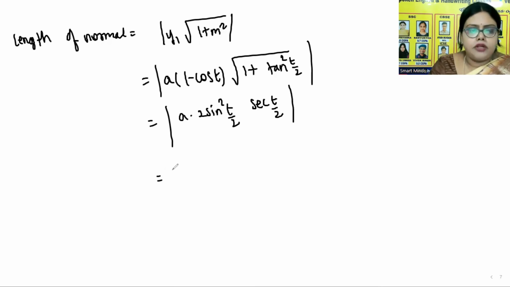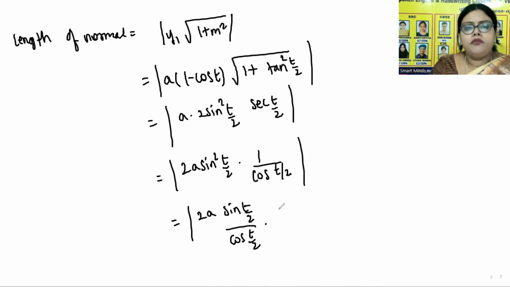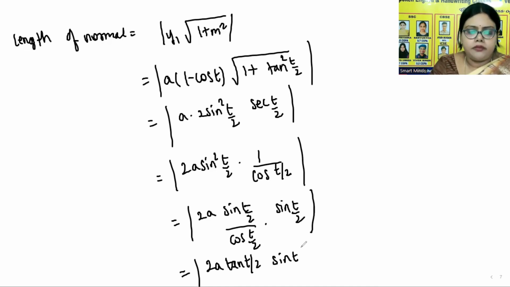So that is equal to mod 2a sin square t by 2 secant t by 2, we can write 1 by cos t by 2. Okay. So how we will adjust this? 2a into sin t by 2 by cos t by 2 we will write and one more sin t by 2 we will write as it is. So sin by cos is tan, 2a tan t by 2 sin t by 2. This is length of normal.